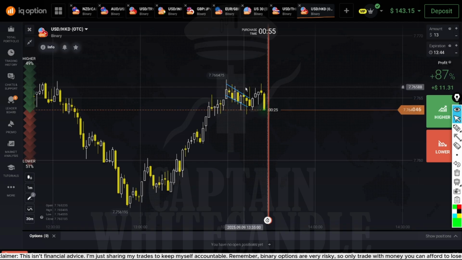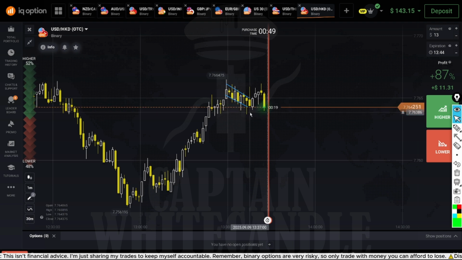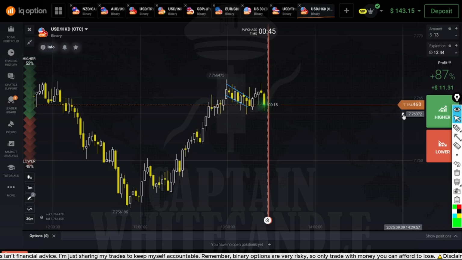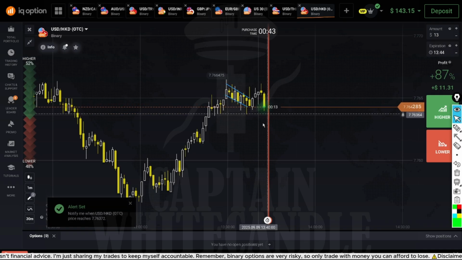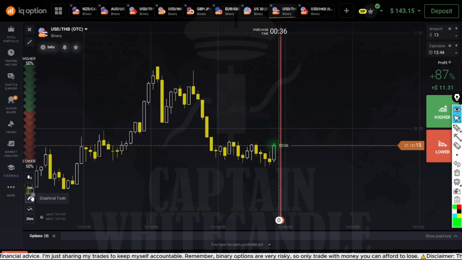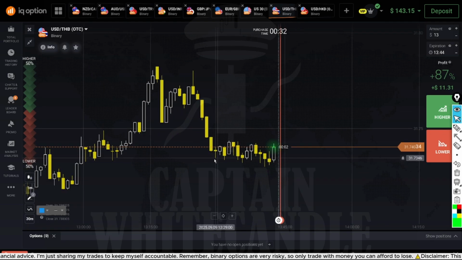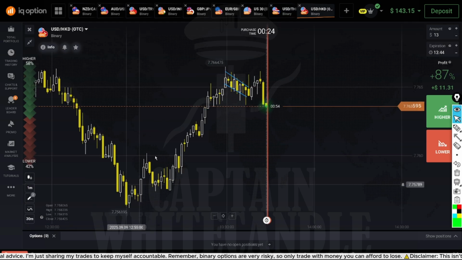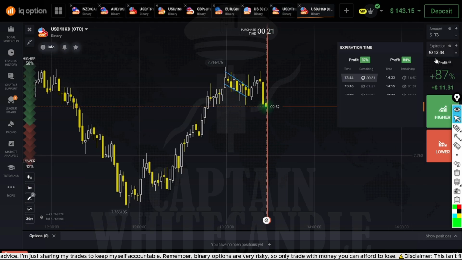Though I'm seeing, okay, I'm seeing a double top here. I've gotten a neckline. Okay, I'll put an alarm here. In case this neckline gets broken, I'll take it. I'll definitely take it, and this is going to be a winning trade. Okay, I'm taking this.